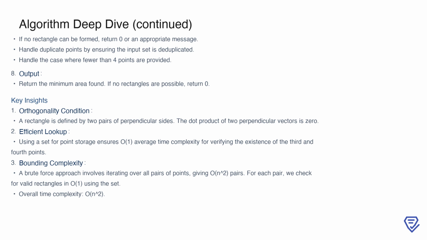To summarize the key insights, the orthogonality condition plays a critical role in identifying rectangles, as the dot product of two perpendicular vectors equals 0. Efficient lookup is achieved by storing points in a set, allowing us to quickly verify the existence of the computed third and fourth corners. While the brute force approach scales quadratically with the number of points, the use of a set ensures that rectangle validation is fast, keeping the overall complexity manageable.